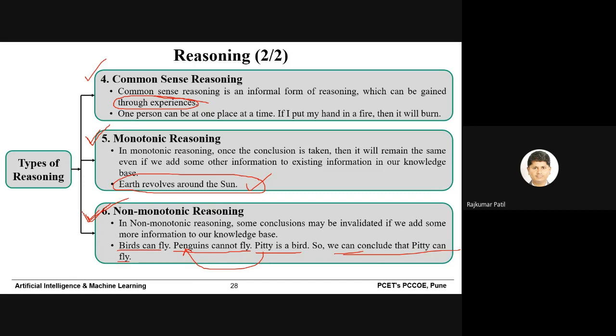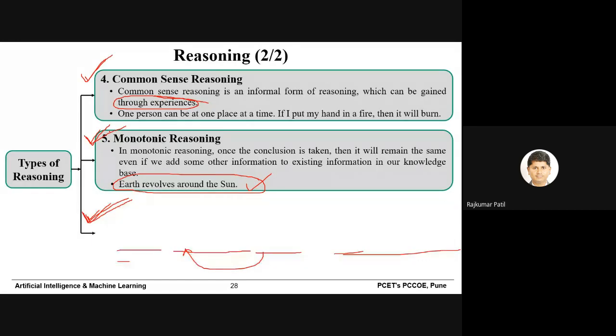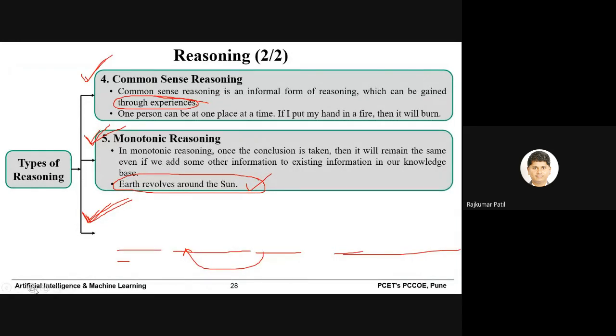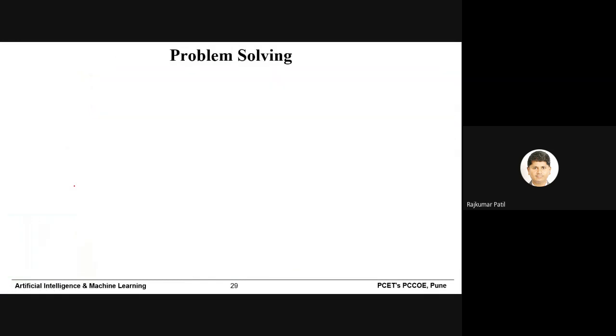So what I wanted to convey here is that in case of monotonic reasoning, whatever conclusion is there, that will not change over the period of time. However, in case of non-monotonic reasoning, there is a chance that the conclusion will change over the period of time. And again, the common sense needs to be developed based on the past experience. So whatever classification of reasoning we have seen, all kinds of outcomes we are expecting from the machine learning and AI techniques.